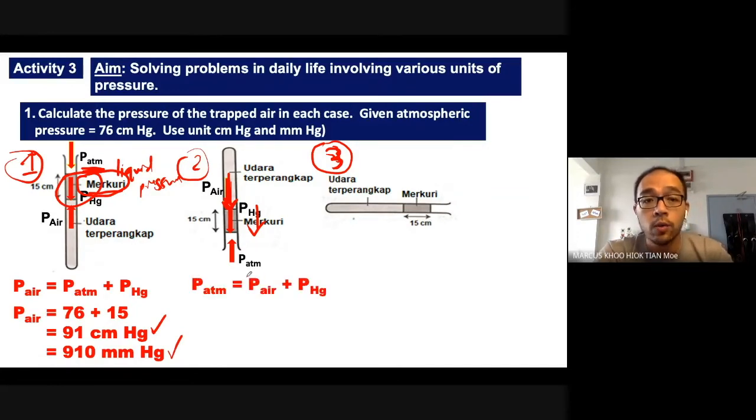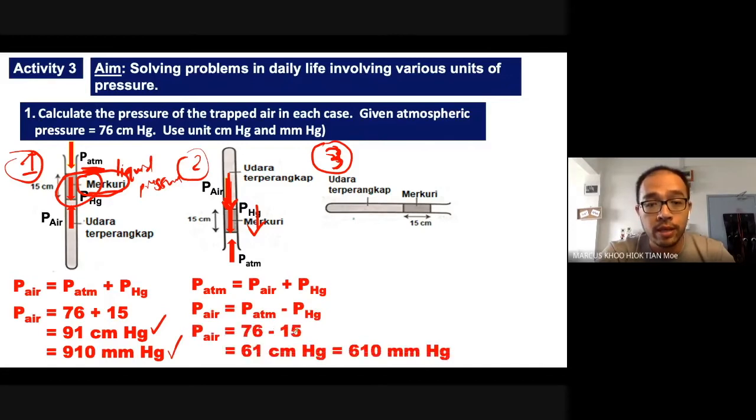So we know PATM. PATM is 76. We know what PHG is. PHG is 15. And we can easily count the pressure of air. 76 minus 15, you get 61 centimeter Hg, equals to 610 millimeter Hg. This is totally nothing calculation, no complicated formula, nothing. It's just pakai logic saja.